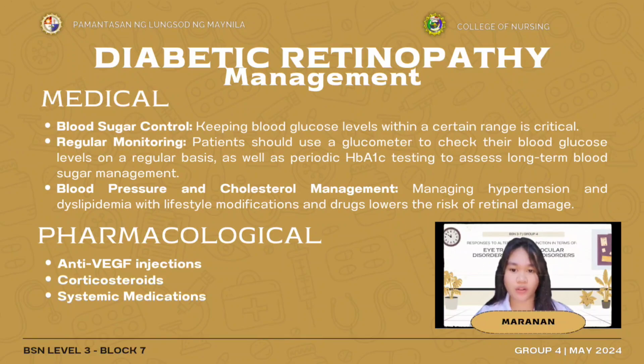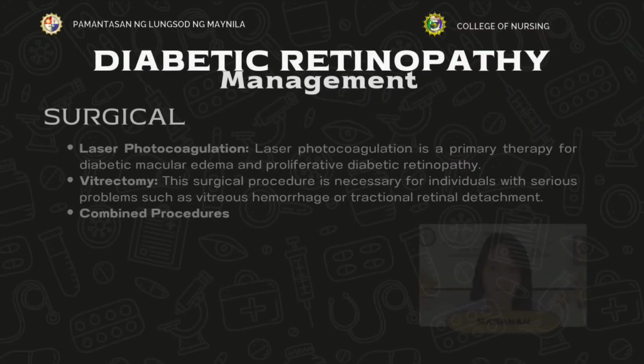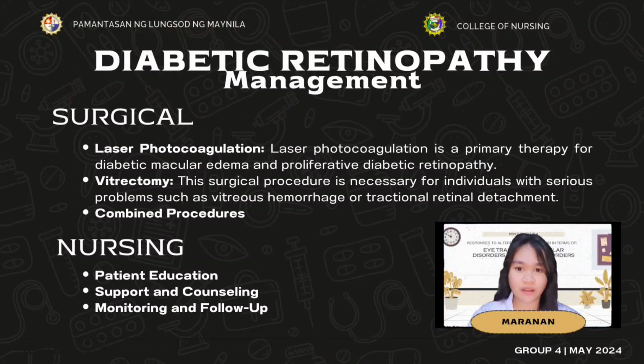We also have corticosteroids. In some cases, intravitreal corticosteroids like triamcinolone or dexamethasone implants are used to reduce inflammation and macular edema. However, these treatments carry risks such as cataract formation and increased intraocular pressure. We also have systemic medications, medications for controlling blood pressure, cholesterol, and blood sugar levels, which play an indirect but vital role in managing diabetic retinopathy by addressing the underlying risk factors.